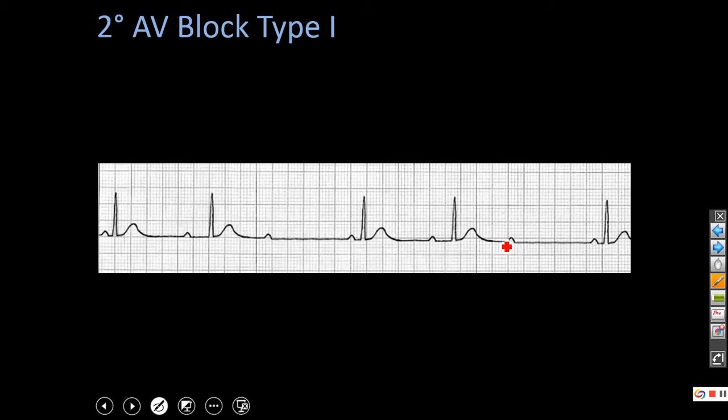Now here is an example of second-degree AV block type 1. You can see how the PR gets longer, and then one of those electrical impulses is completely blocked, and then the PR resets itself. Also, you can see the R to Rs are not regular.